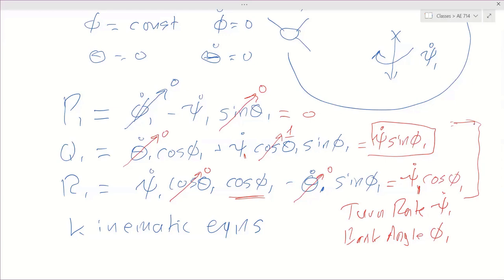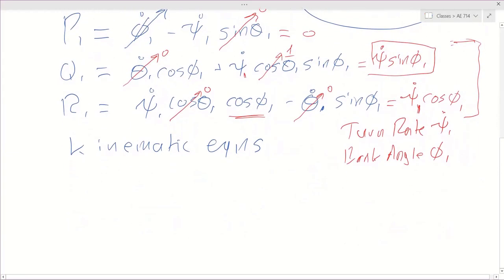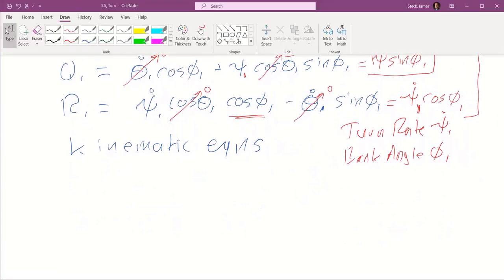But I want to draw a vector diagram of how this expresses psi dot in the y and z coordinates, because we've just looked at and plugged in the equations, but I think it's good to look at the picture, the physical picture of what's going on. Let me know if I'm scrolling up too fast.